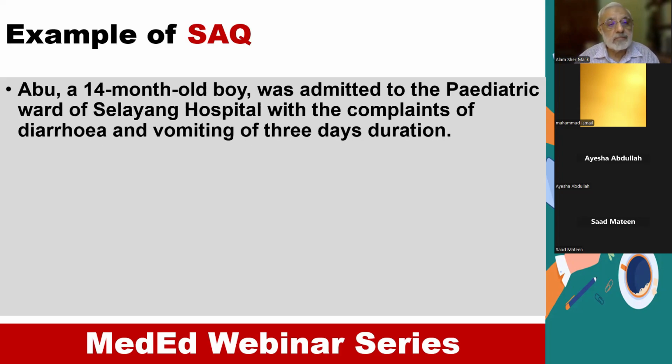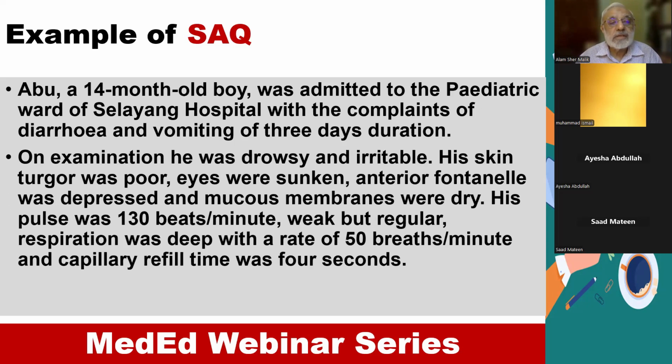And here is an example. Abu, a 14-month-old boy, was admitted to the pediatric ward of Slayang Hospital with the complaints of diarrhea and vomiting of 3 days duration. So this is the presenting complaint. On examination, he was drowsy and irritable. His skin turgor was poor, eyes were sunken, anterior fontanelle was depressed, and mucous membranes were dry. His pulse was 130 beats per minute, weak but regular. Respiration was deep with a rate of 50 breaths per minute, and capillary refill time was 4 seconds.